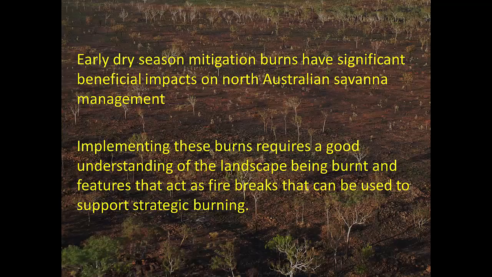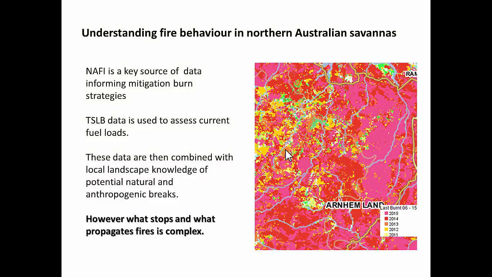So just in summary, early dry season fires have significant beneficial impacts, and the mitigation outcomes have been proven. So it's something that we really need to focus on. But in order to improve the quality of these fires, we need to understand fire behaviour in northern Australia. Currently, the main data set that is used, or empirical data set, is from NAFI, and it's what we call the time since last burnt data set.